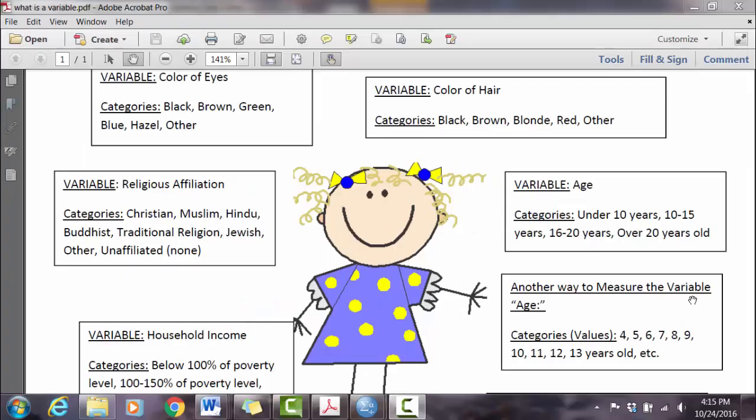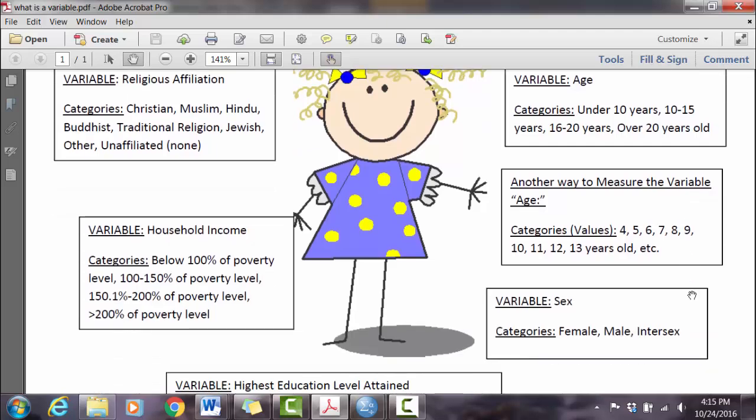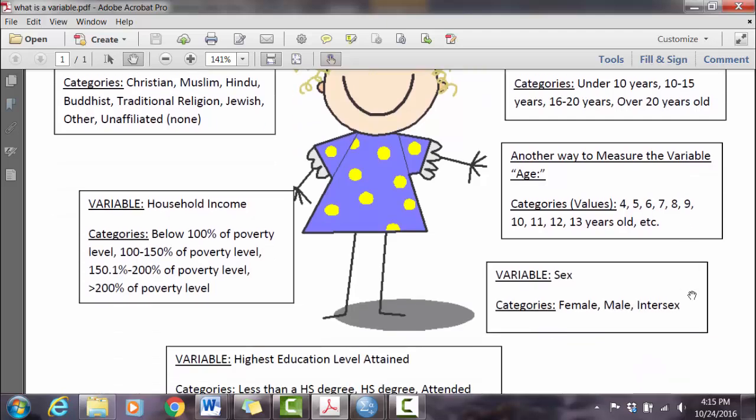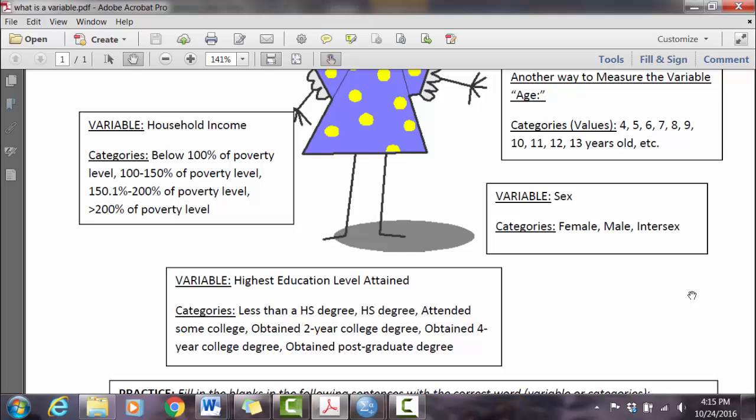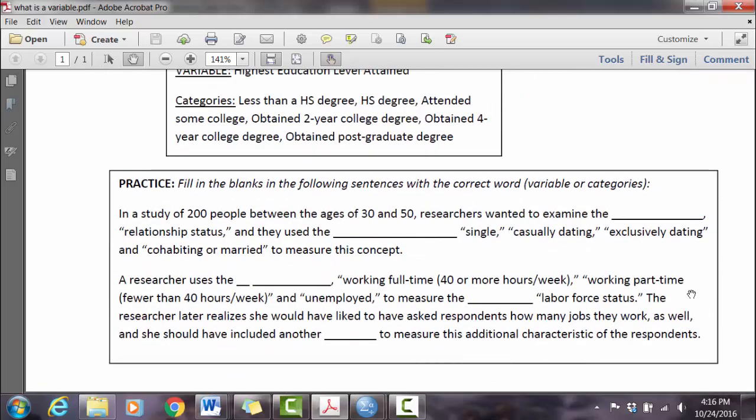So once you are comfortable with all the different variables that are listed here and understand the difference between the term variable and the term categories, you can go down to the bottom of the page, and what you're doing is carefully reading through the sentences and filling in the blanks with either the word variable or categories. Figure out which one accurately completes the sentence in each of the blanks, and go ahead and pause the video here, complete the sentences, and then you can turn it back on and I will go over the correct answers. Okay, so I'm going to put the correct answers up.